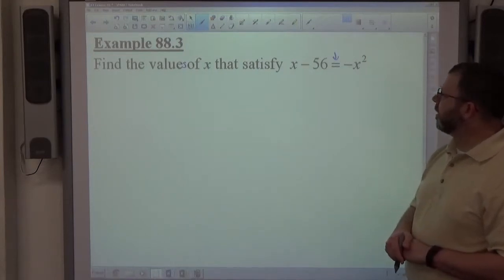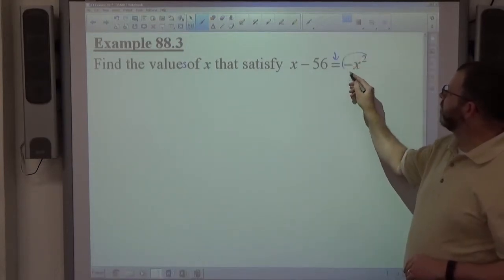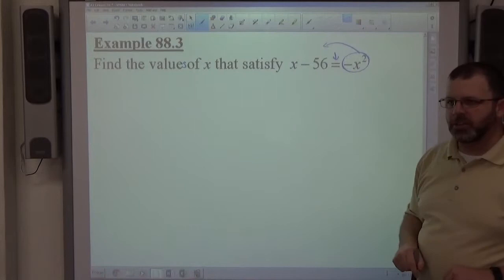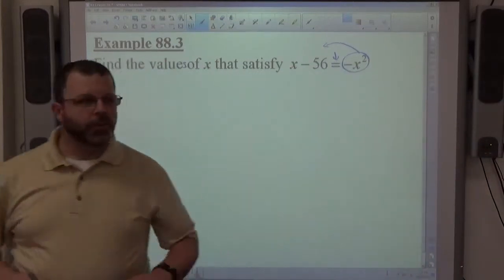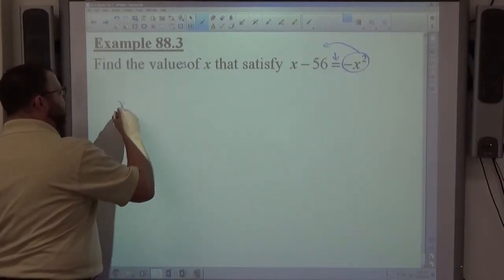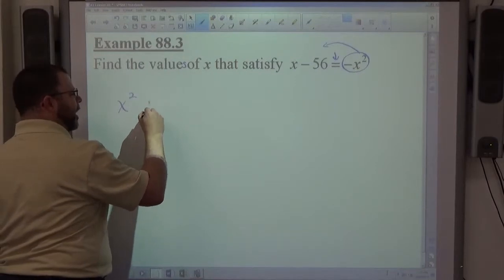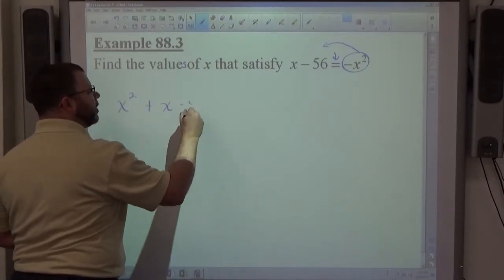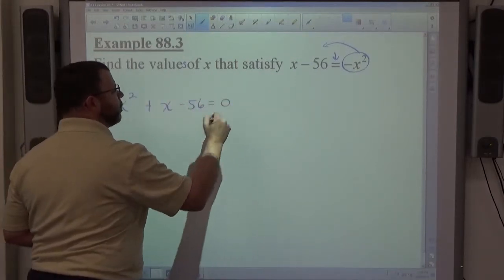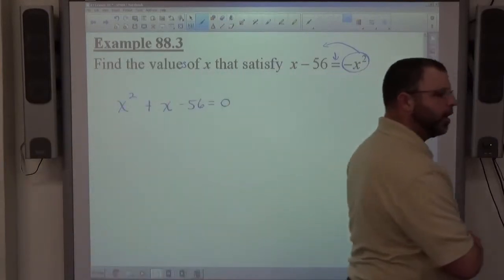I want x squared positive. Right now x squared is negative, so moving x squared to the left makes this the easiest problem it can be. So x squared moves left, becomes positive. x is staying where it's at, it stays positive. And 56 is staying where it's at, it stays negative. Equals 0 is left on the right-hand side.